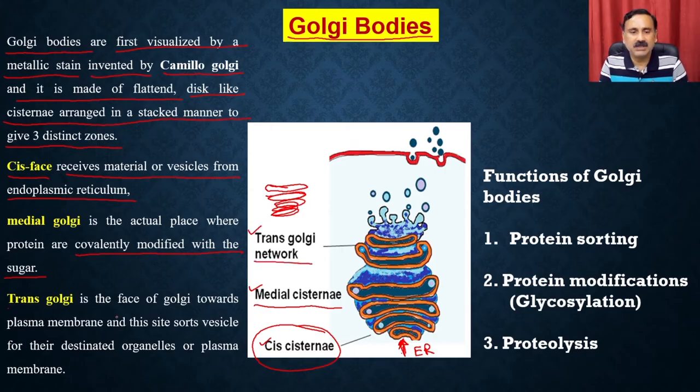The trans Golgi is the face of the Golgi towards the plasma membrane, and this side is going to release the sorted vesicles, whether these vesicles are for different organelles or for the plasma membrane, which means whether they are for the secretory pathway or for other organelles like mitochondria and their destined organelle. So these are the functions of the Golgi bodies.